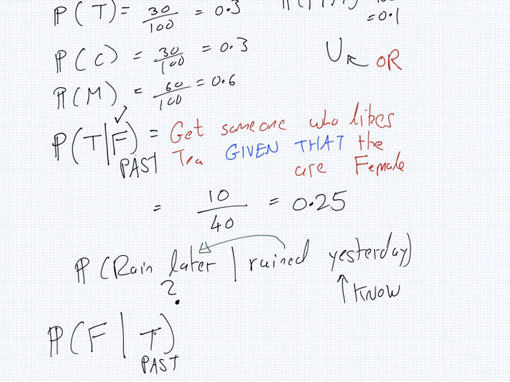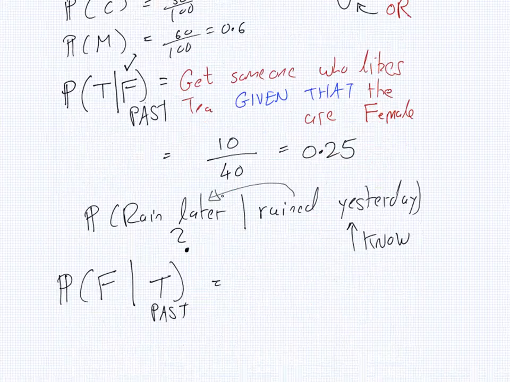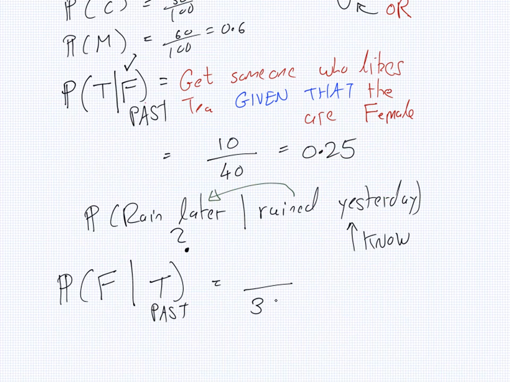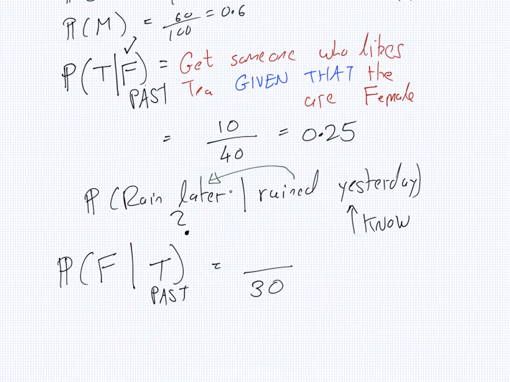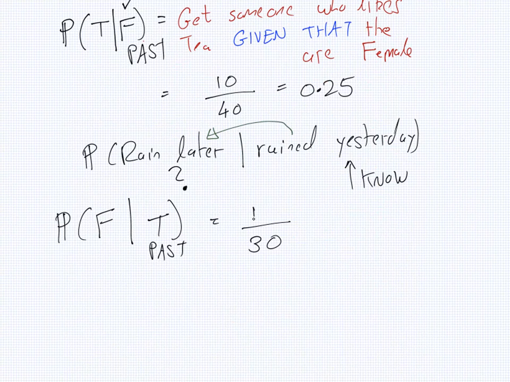So in this one, how many tea drinkers do I have? Let's see, I have 30 tea drinkers. And how many of them are female tea drinkers? 10. So, 1 in 3. And you can see that's a different answer to the last one. So the order is important.